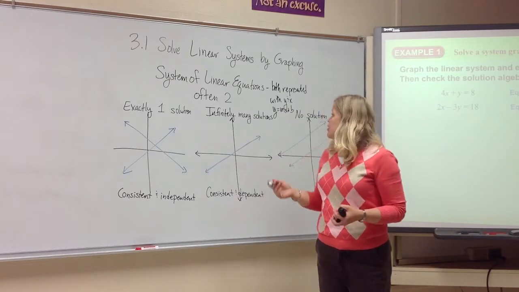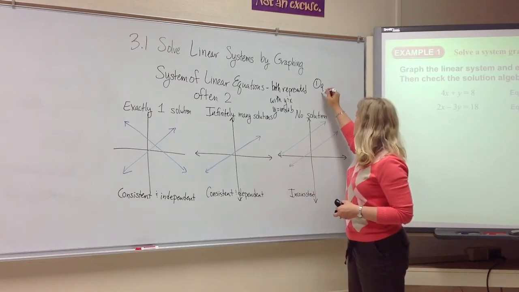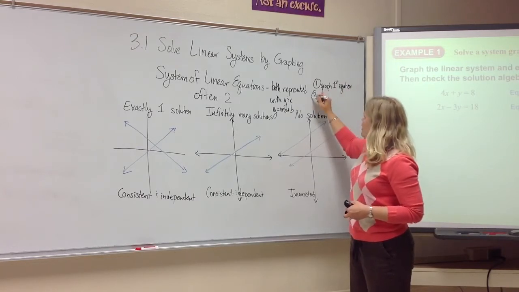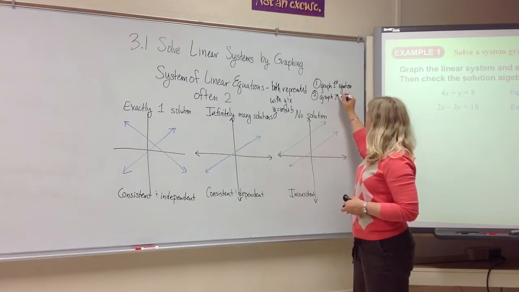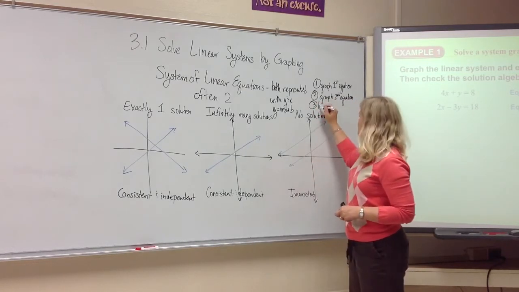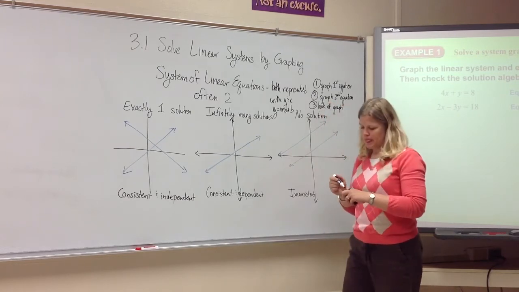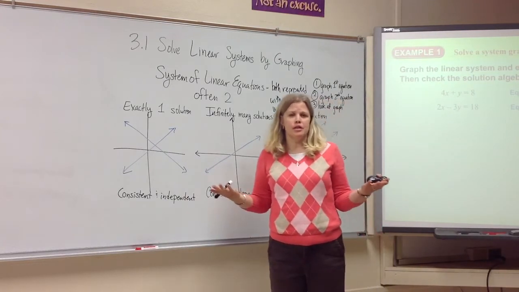Now, today we're going to look at graphing it. So the steps are pretty easy. The first step is graph the first equation. Your second step is graph your second equation. And then your third step is to look at the graph. Okay? Not too terribly difficult. What might happen between these two different lines?